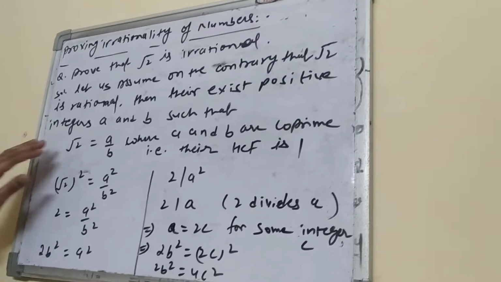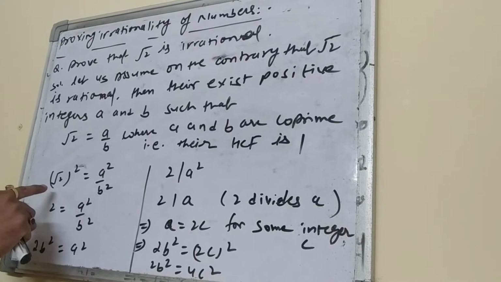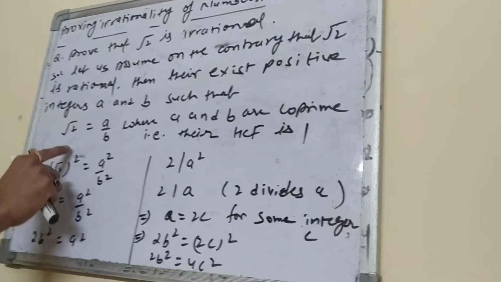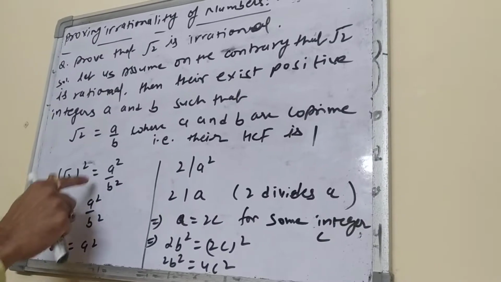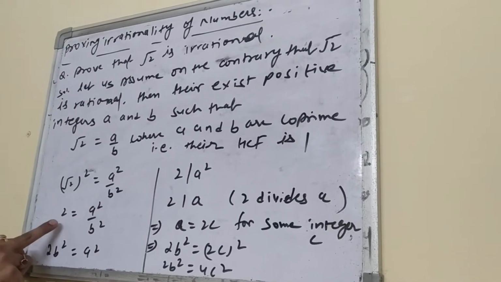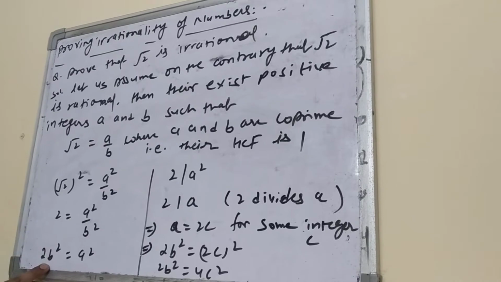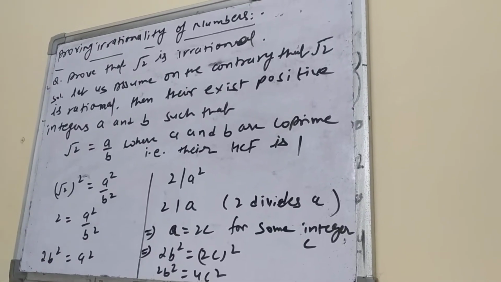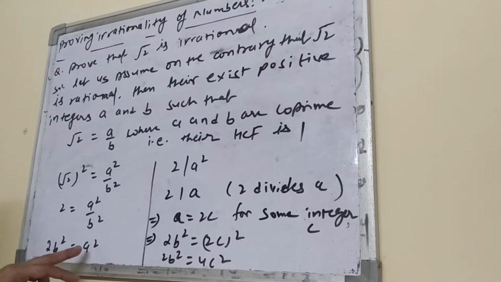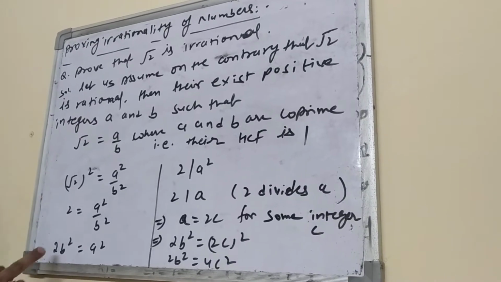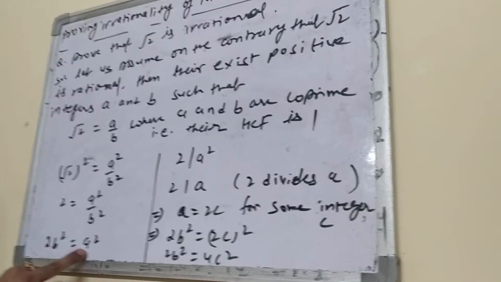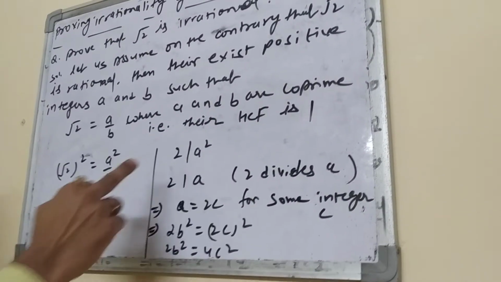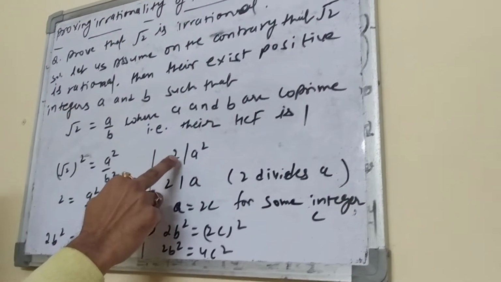Clear? If we square both sides, we find that root 2 squared equals a squared upon b squared. Root 2 squared is 2, so 2 equals a square upon b square. By cross multiplication, it is 2b square equal to a square. This means that b square is multiplied by 2, so a square is a multiple of 2. That means 2 divides a square.